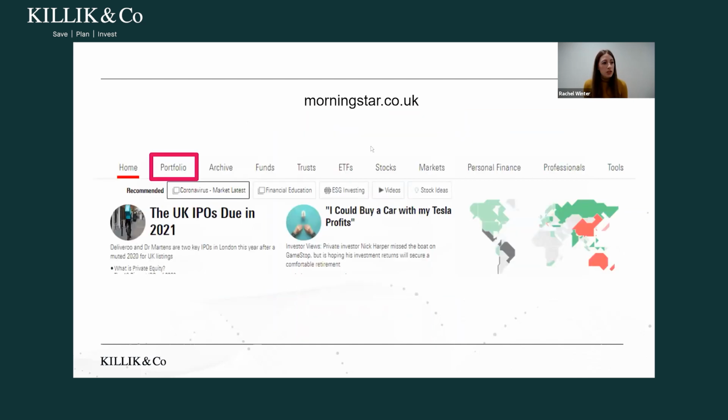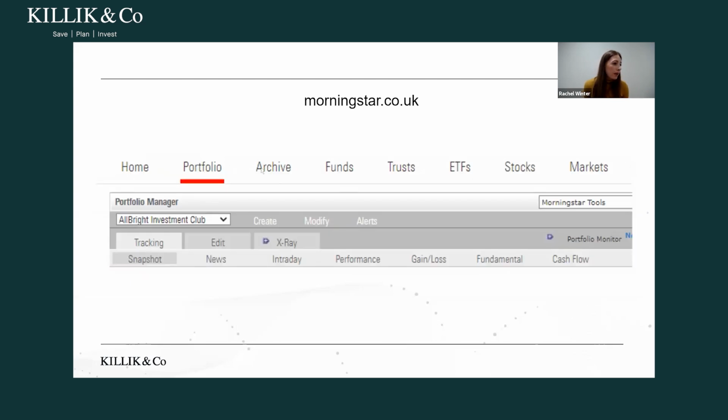What I would also suggest is Morningstar. They don't have an app, but the desktop virtual portfolio thing is really, really good. So I'm quickly going to show you how to do it on here, but I will send around instructions afterwards showing you how to set up the virtual portfolio on Morningstar. So it's morningstar.co.uk, it's not .com. So you set up an account, you click on portfolio here.